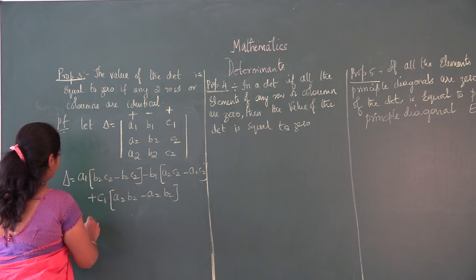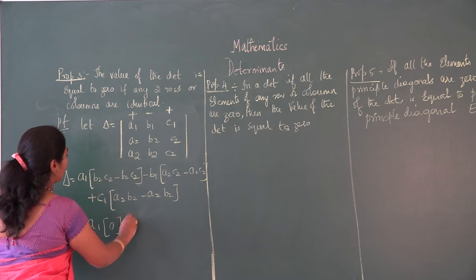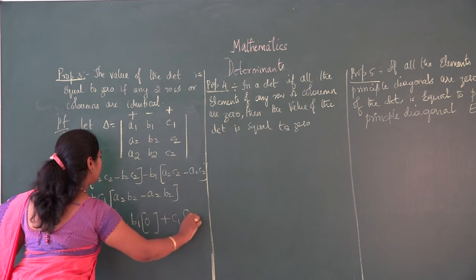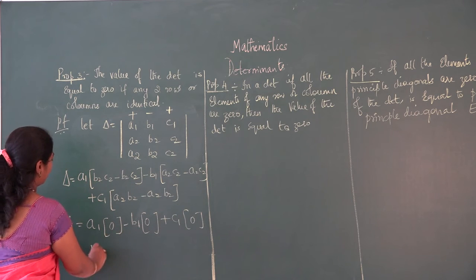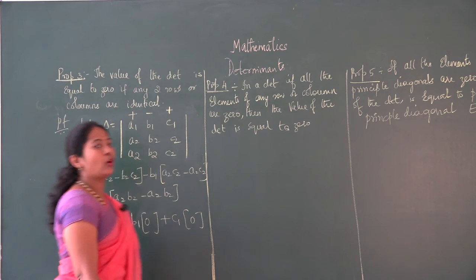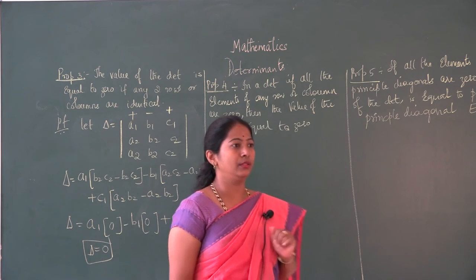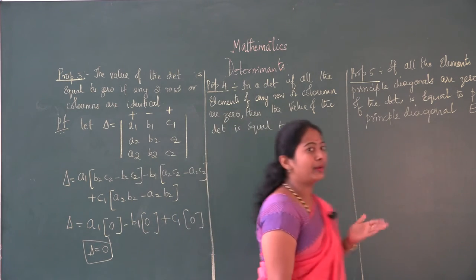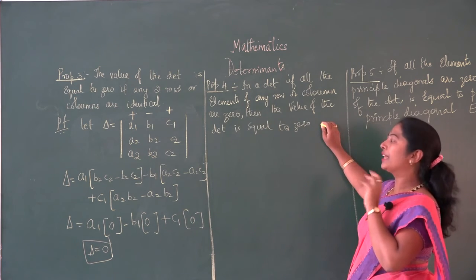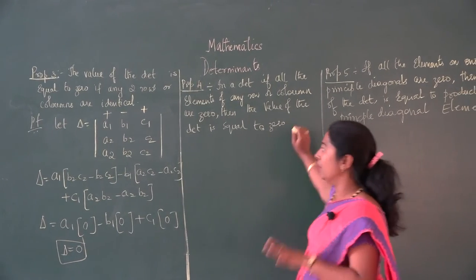So delta is equal to A1 into B2 C2 minus B2 C2, which is 0, minus B1 into, once again 0, plus C1 into 0. That is, delta will be equal to 0, which means if any two rows or any two columns are identical, the value of the determinant tends to 0. Moving on to property number 4. In a determinant, if all the elements of any row or any column are 0, then the value of the determinant is equal to 0.